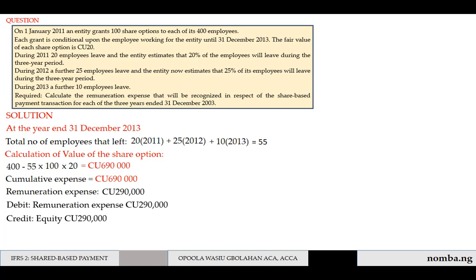Please, you need to understand this part before you move to the next video. The key to everything is that at the end of every year, the entity will estimate the number of equity instruments that will eventually vest. On the basis of that, you attribute the amount that relates to the current year. And that is it. Let's solve another question. See you.